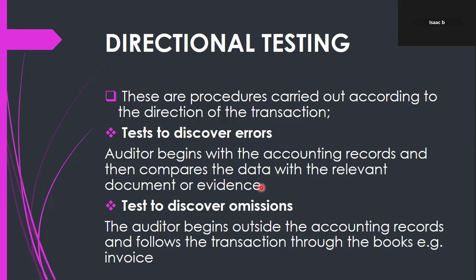Then the opposite happens when we're testing to discover the omission. The auditor begins outside the accounting records and follows the transaction through the books. So we begin with the supply invoice from Zambezi Portland, then we follow that invoice through the accounts, right? Then we can detect an omission. We check how it moved from the supply invoice to the payables ledger. And this is what we call directional testing.